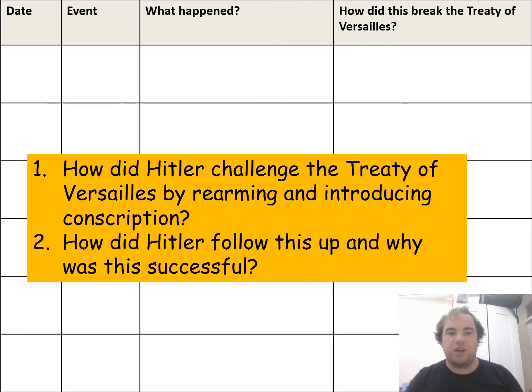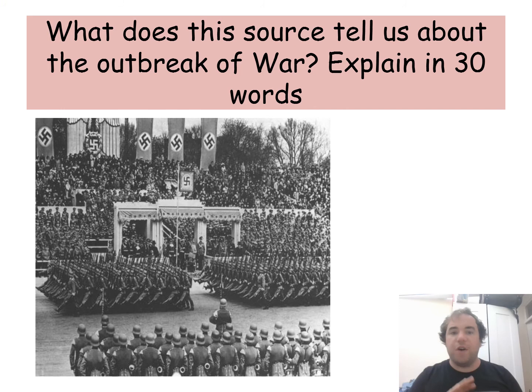And then once you've done that, answer these 2 questions in your book. How did Hitler challenge the Treaty of Versailles by rearming and introducing conscription? And how did Hitler follow this up? And why was this successful for him, at least at this stage? And then finally, answer this question: what does this source tell us about the outbreak of war? Explain it in no more than 30 words.